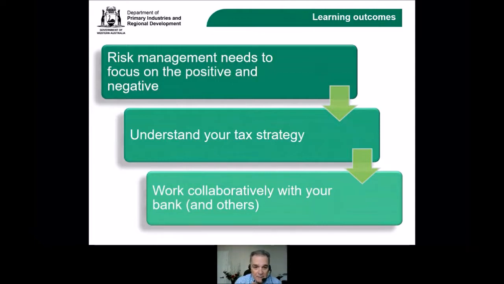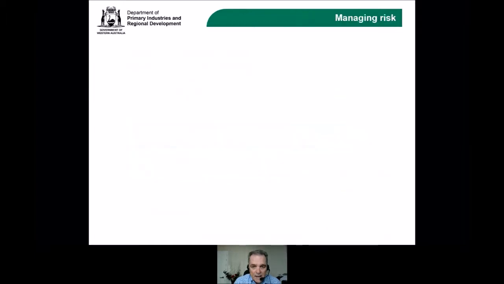So a range of different focuses there. So let's get into the topic today, which is around managing risk.